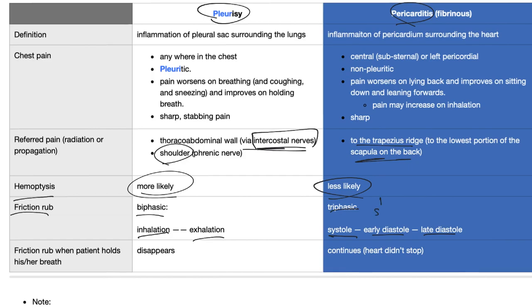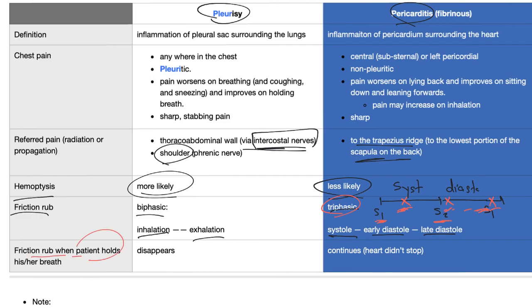So here is S1 and S2, and here is the next S1. So here is systole, and here is diastole, and diastole, of course, is longer than systole. If it's triphasic, in case of pericarditis, you will hear it in systole, early diastole, and late diastole. So, lub-dub, lub-dub, lub-dub.